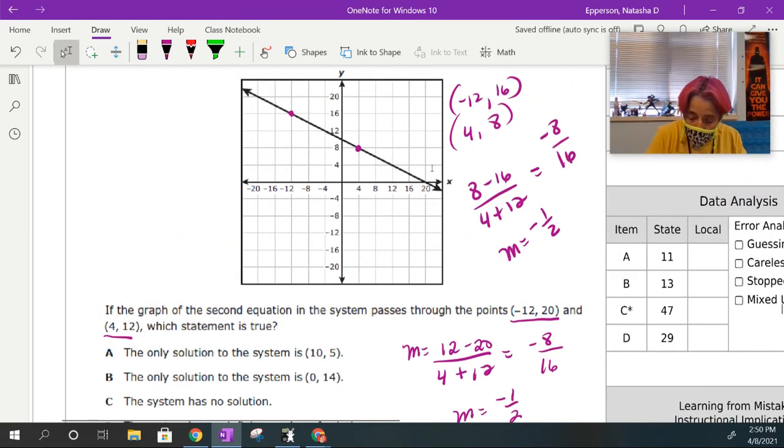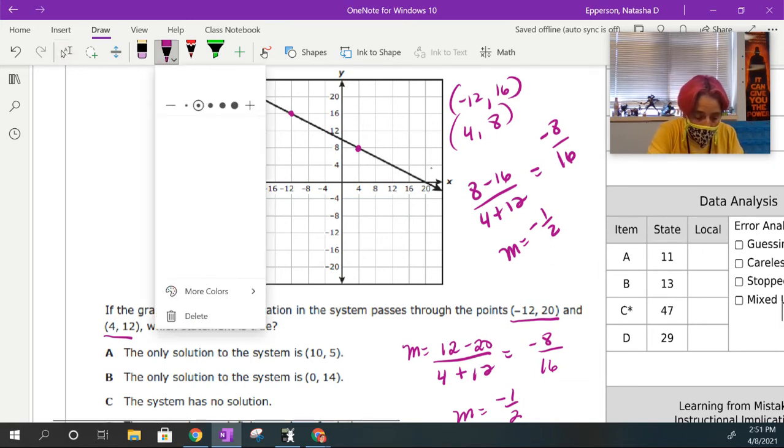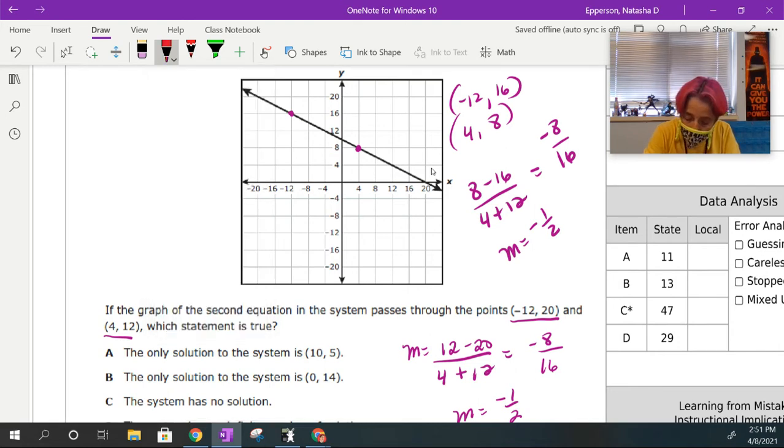So we have the same slope. So we know they might be parallel or they might be the same line. I'm going to plot those 2 points. I'm going to plot negative 12, 20. Negative 12, 20 is up there. And 4, 12 is here.